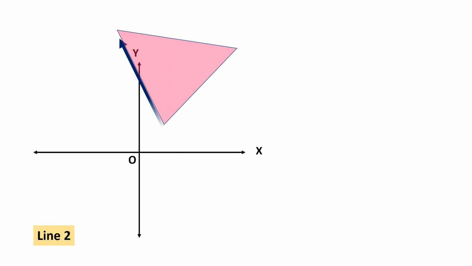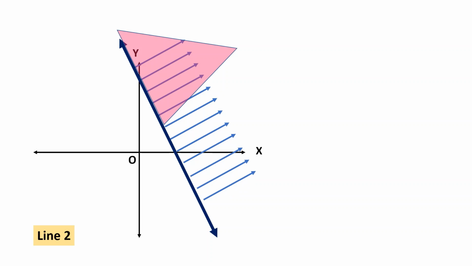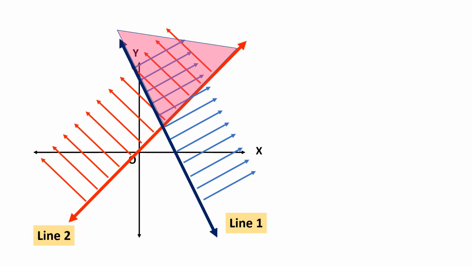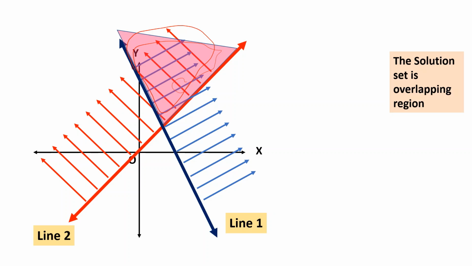So if you draw the first line and the second line, for the first line it is the non-origin side and for the second line it is the origin side. Now these two are intersecting. What is the intersecting area for these two? It is indicated here. This is the area where my two regions are overlapping. This area is what we call the solution for the given problem. It is the overlapping region.